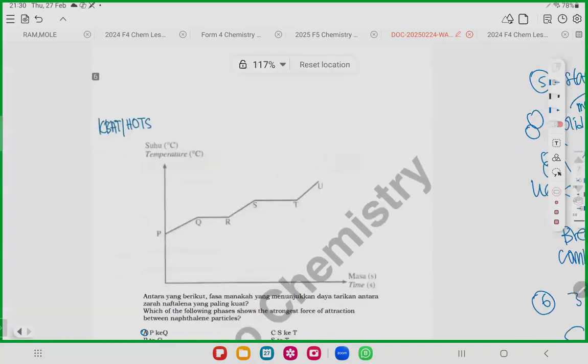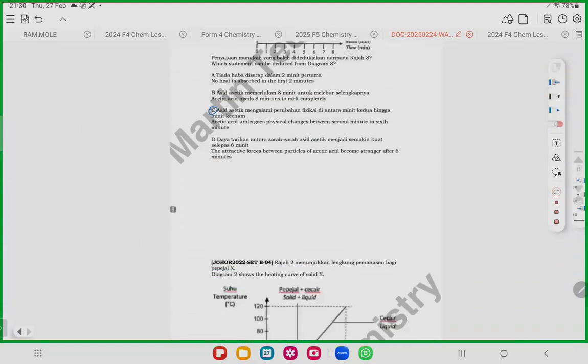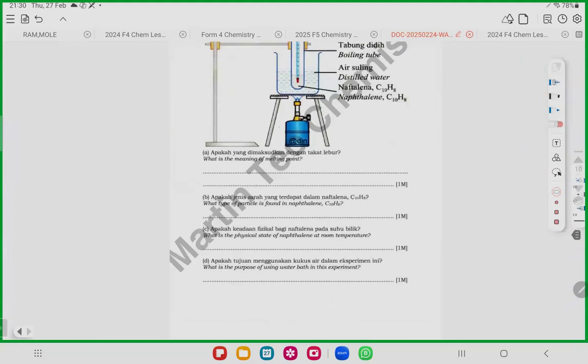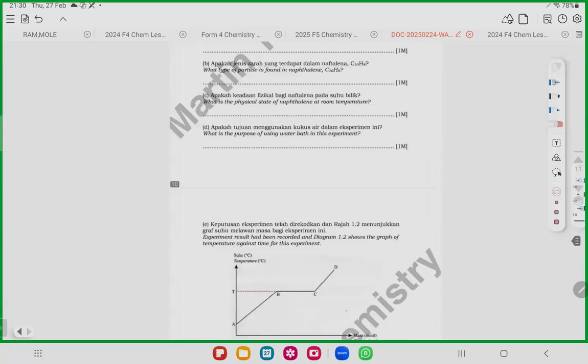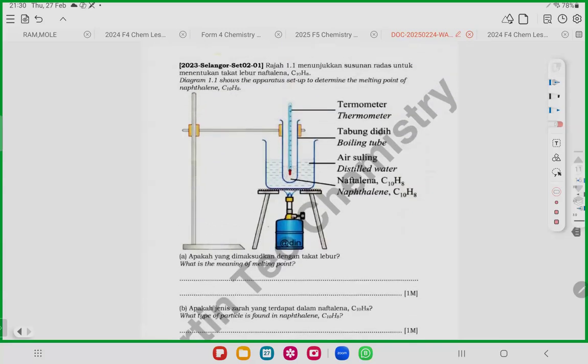All right, so we're all done with the objective questions. Okay, let's do one quick subjective question together, then only we move on and learn the last thing for this entire lesson. This question appeared in a trial exam paper in Selangor in the year 2023. So let's have a look. How are we going to solve this question?